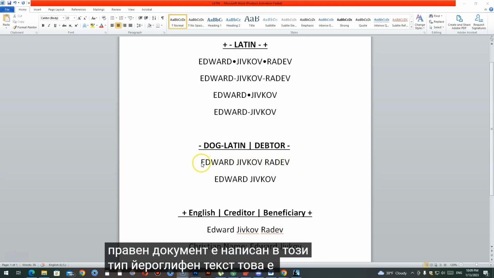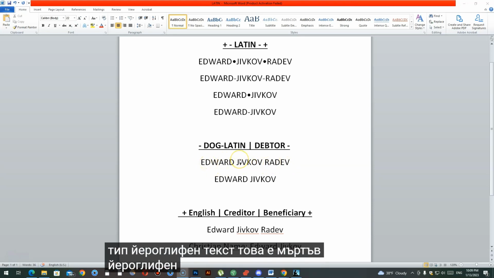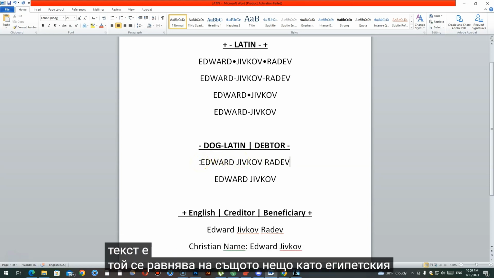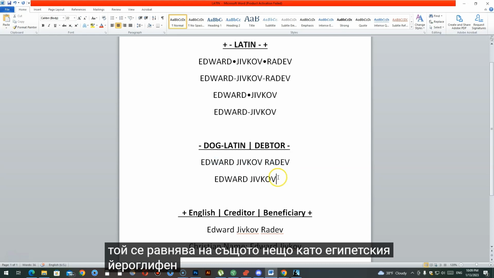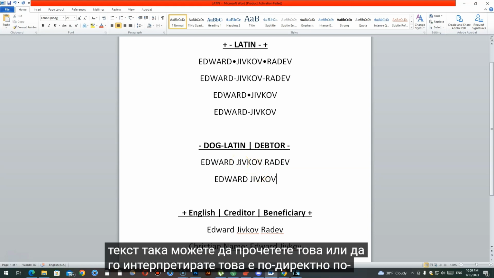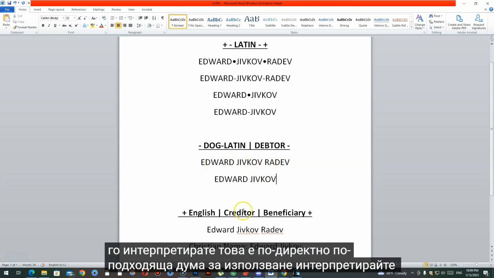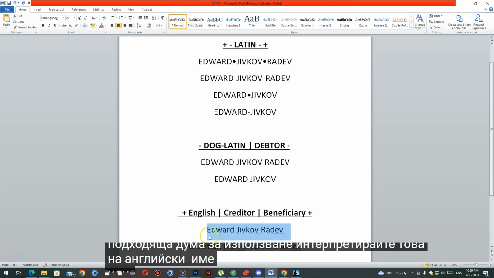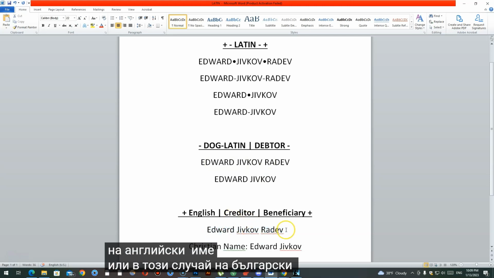This is a dead hieroglyphic text. It equals the same thing as Egyptian hieroglyphic text. That's how you can read this or interpret it. That's a more proper word to use. Interpret this. The English name, or in this case, in Bulgarian, it's the same thing.